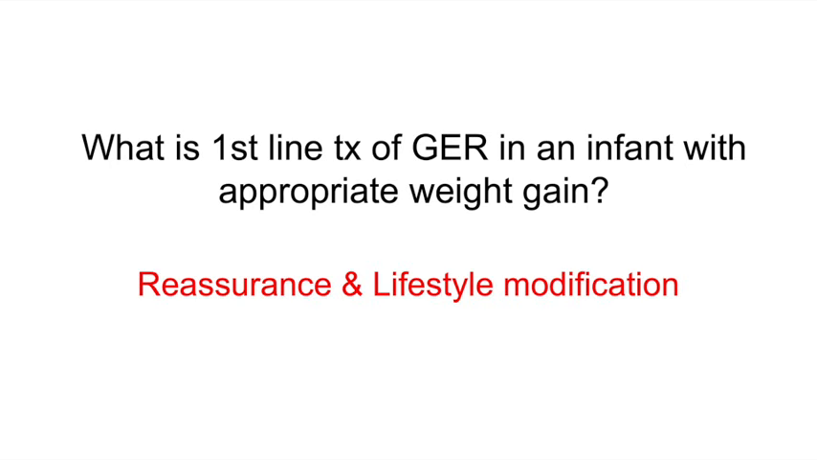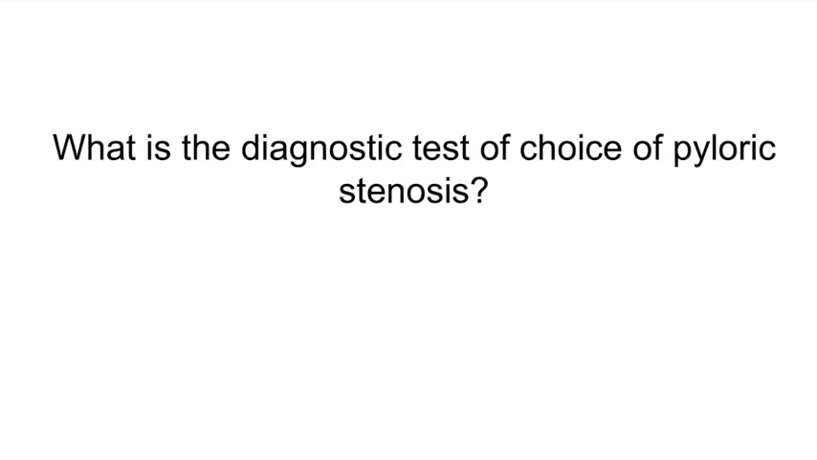So again, it's important to look at the symptoms or the clinical findings of these patients. So if there's an infant with appropriate weight gain, we just need reassurance and lifestyle modification. But if their weight gain is not appropriate, then you may have to consider giving H2 receptor antagonists. What is the diagnostic test of choice of pyloric stenosis? Abdominal ultrasound.